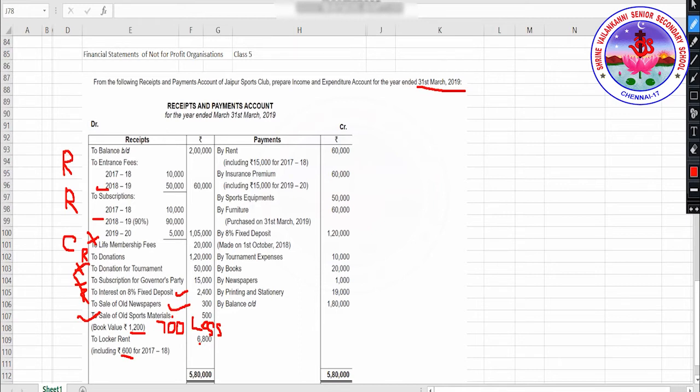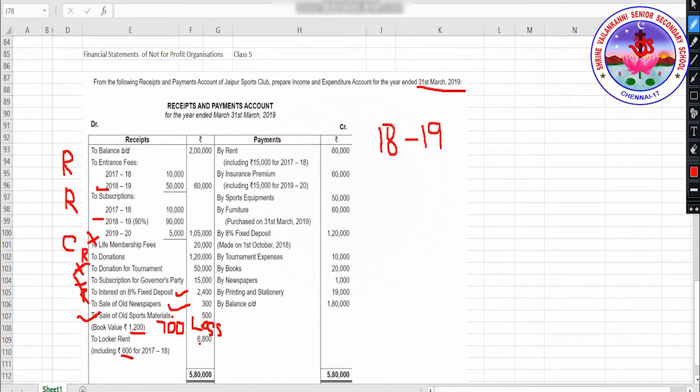Rent now, including 15,000 for 17-18, we need to deduct 15,000. Then insurance premium, 60,000 minus 15,000, because it is not relevant for this period. This period is 18-19, right? That is 1st April 2018 to 31st March 2019. So this bill should be removed from this 60,000.